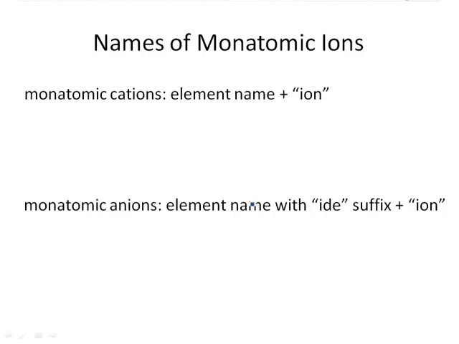Monatomic cations get the name of whatever the element is, just with the word ion on it. So Na plus is sodium ion. Magnesium 2 plus is magnesium ion. Notice that normally the name of the element doesn't tell you how many electrons have been lost, doesn't tell you what the charge is. The name of the ion doesn't tell you that. There's a special case for that we'll look at later on, but for the most part, you just say the name of the element and the word ion.